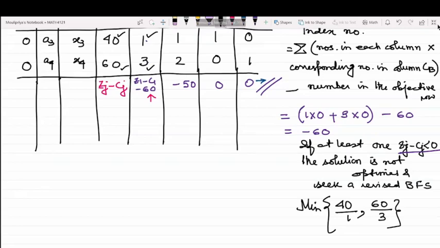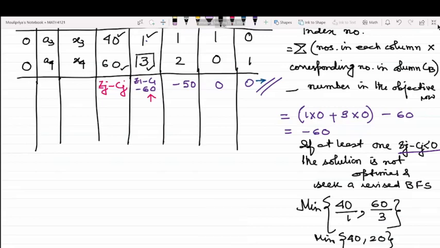Am I clear? So which one is the minimum value among the two? The minimum, of course, 20. This corresponds to which row? This corresponds to the A4 row.